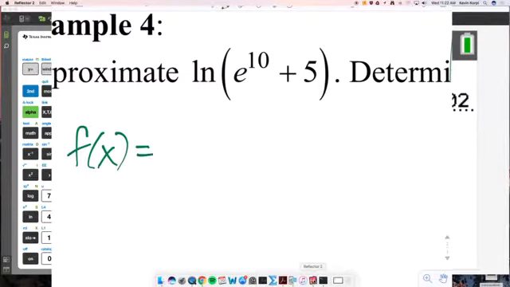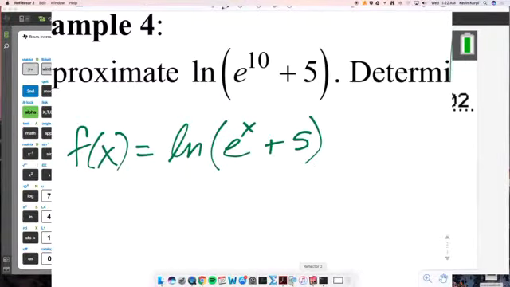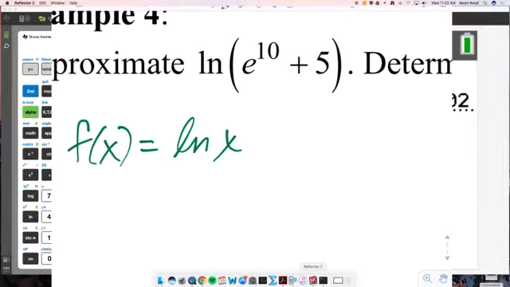What is the function going to be? Natural log of e to the x plus 5? Oh, that could be. That could be, but that's going to be a little bit harder to take the derivative of. We can make it work like that. I'm just going to use the natural log of x, yeah. This then, I'm looking for f of e to the 10th plus 5. So what is the closest number to e to the 10th plus 5 for which you know the actual value of the natural log?